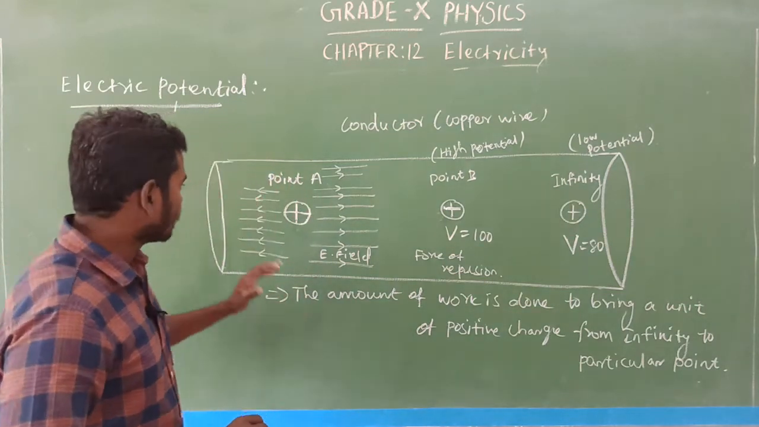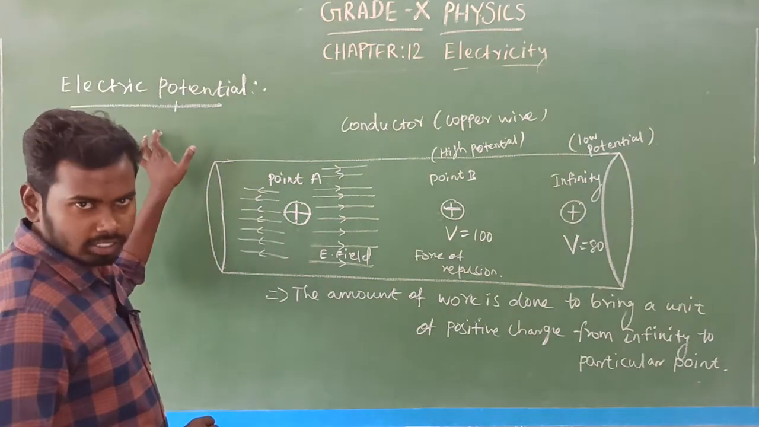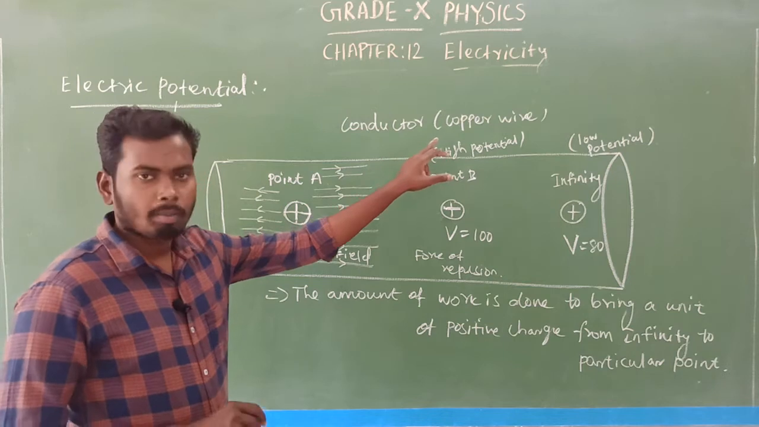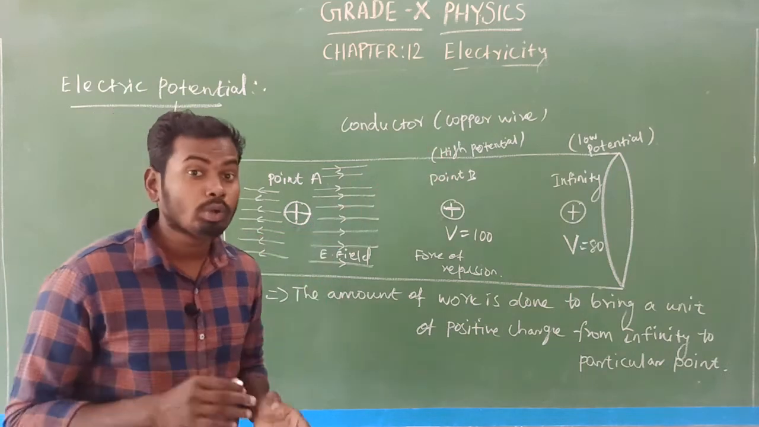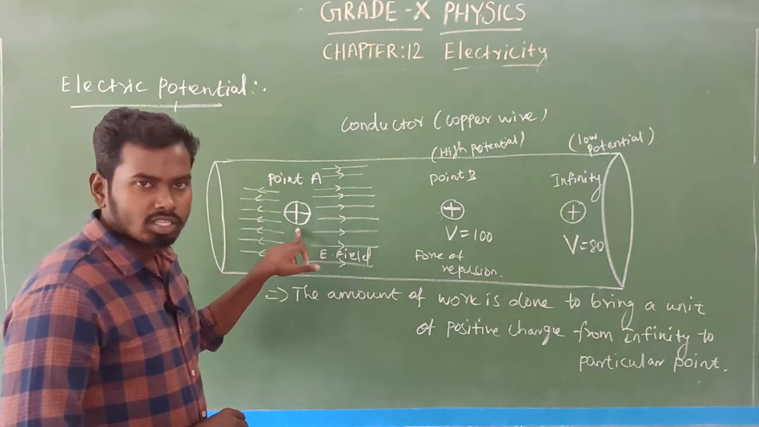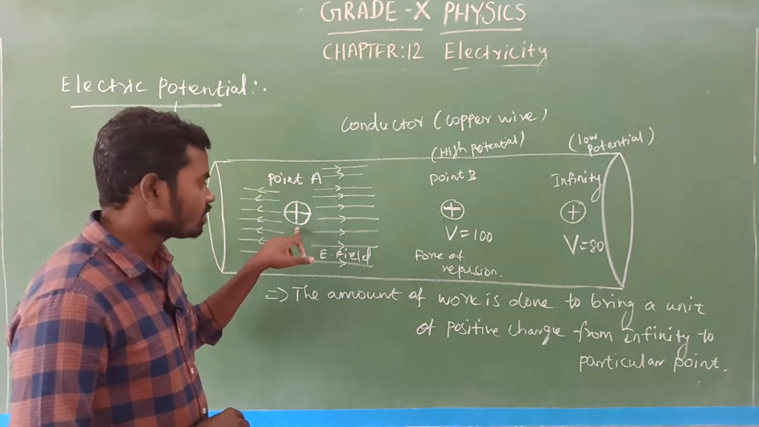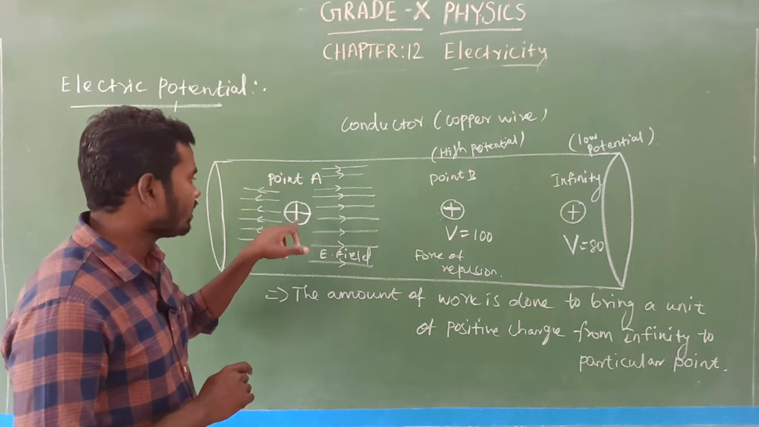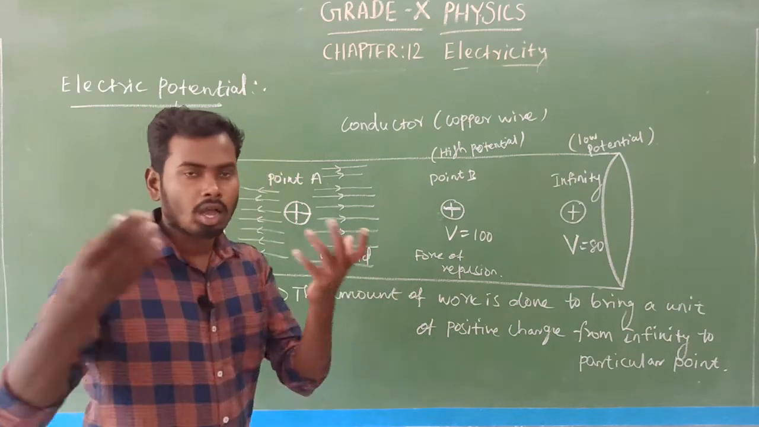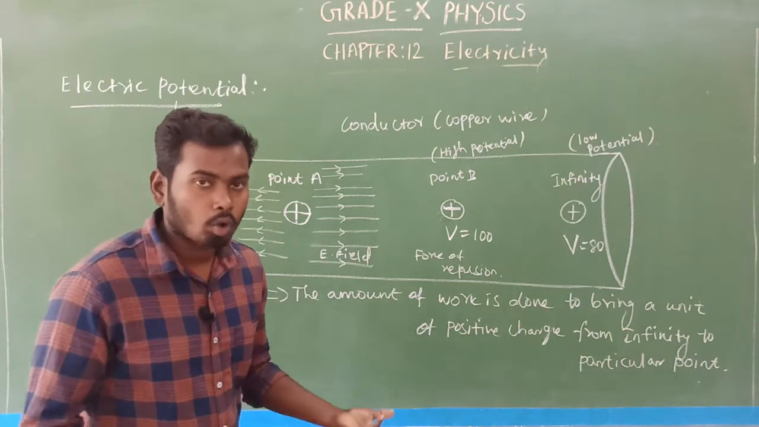Yes. Look here. Next, we will see electric potential. So consider the conductor, the copper wire. For my convenience, I have taken copper wire because copper is a very good conductor. Consider that test charge, which means a single charge placed at point A, that is a positive charge. Here we can take either a positive charge or a negative charge, no problem at all.